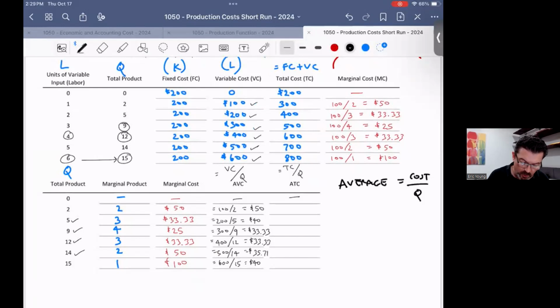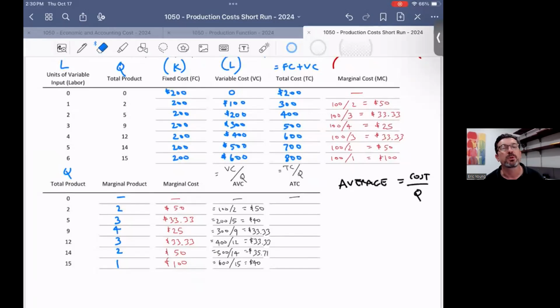Let's clean this up real quick and then we'll talk about that. So what we did, we created nothing really new. We just took existing data, plugged it into the formula for average variable cost, and we got our AVC, average variable cost. Let's talk about the shape.